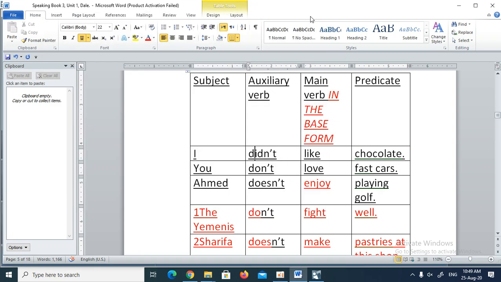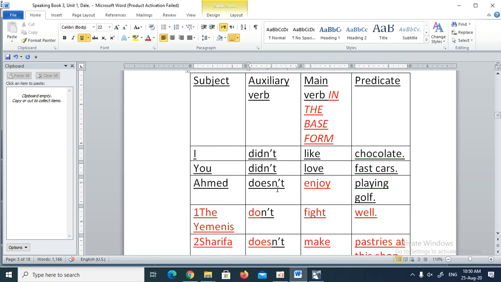All right, so if we change don't, which is the present tense, to the past tense, it goes to didn't. So if I say you don't love fast cars, that means now you don't love fast cars. If I say you didn't love fast cars, that means in the past you didn't love fast cars.